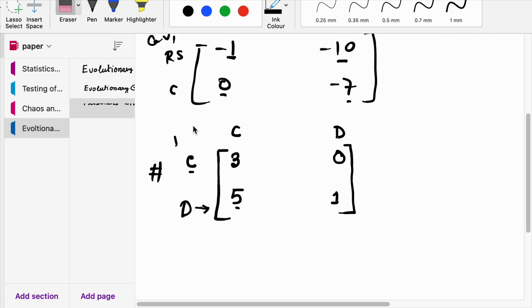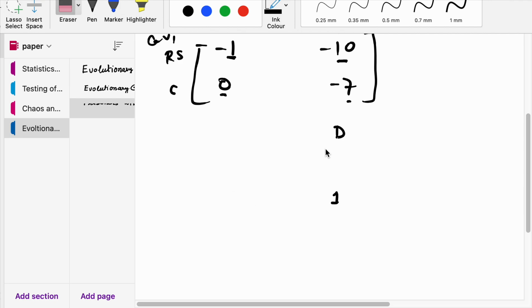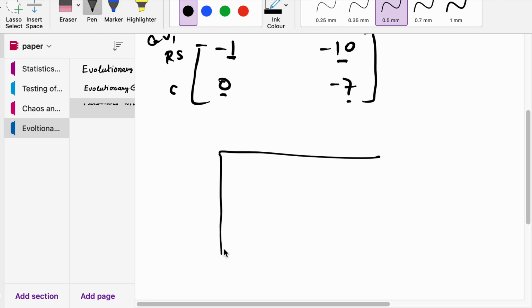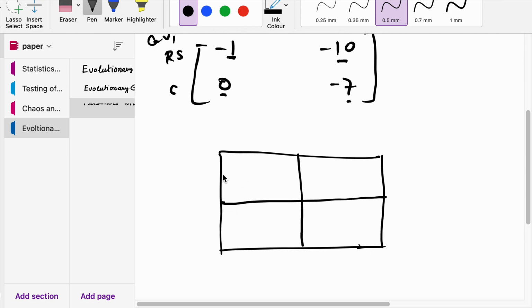Okay, exactly. So I think maybe it is better to write it in this way, so then you'll get it clearly. Otherwise, it is actually creating confusion. So here, if both of them cooperate, both of them gain. Suppose blue is player one, and red is player two.